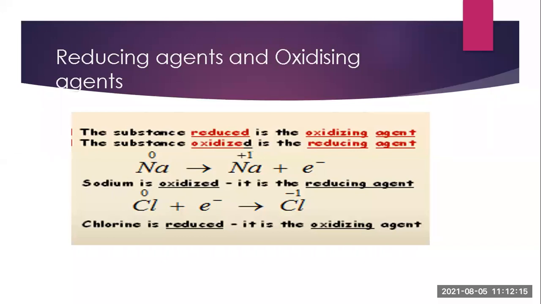Now what will happen? The electron lost by the sodium will be gained by the chlorine. Chlorine is reduced here, because it is gaining the electron, and as it itself is reduced, that means it is an oxidizing agent. That means chlorine oxidizes the sodium, because of which sodium loses the electron, and the electron lost by the sodium is gained by the chlorine. That's why chlorine gets reduced. So we can say that chlorine is an oxidizing agent and sodium is a reducing agent.